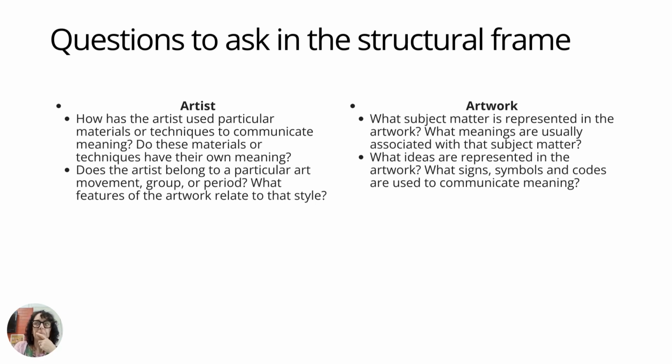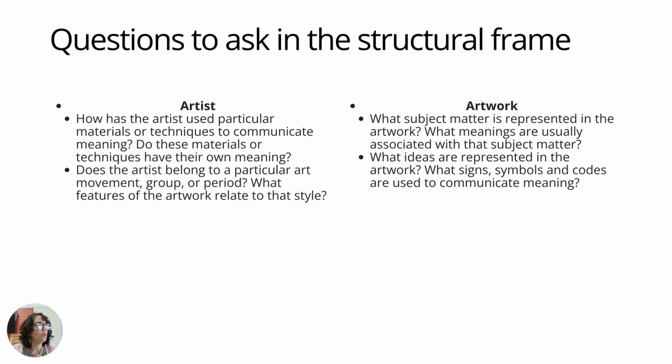An example of that is actually my own work, which is currently in porcelain. And I've specifically chosen porcelain because of the connotations of fragility, even though as a clay body, it's actually very, very strong. So I am thinking about how my theme of fragility is inherent in the materials that I'm using. Does the artist belong to a particular art movement, group, or period? And what features of the artwork relate to that style?